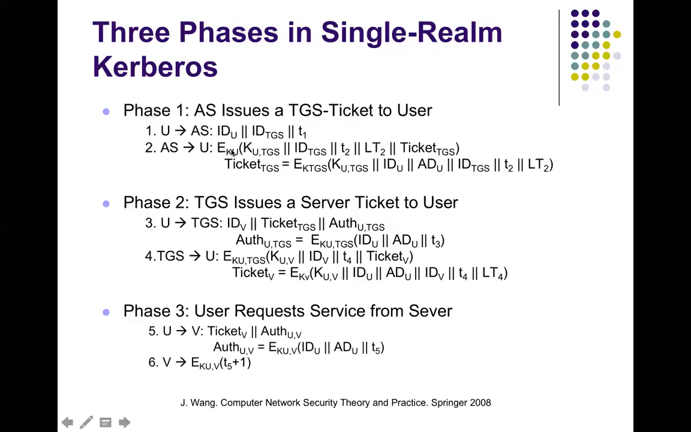When user U gets this, the user can decrypt this message and extract this session key between user U and TGS server. And it also has this ticket. Now, again, this ticket cannot be modified by user U, because it has been encrypted using K sub TGS.